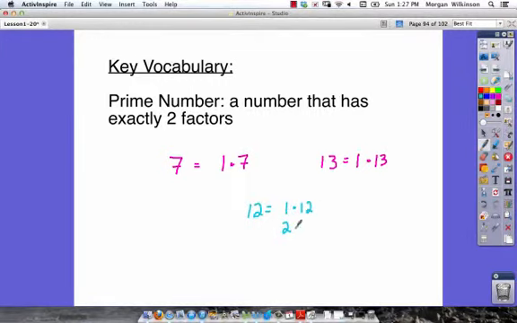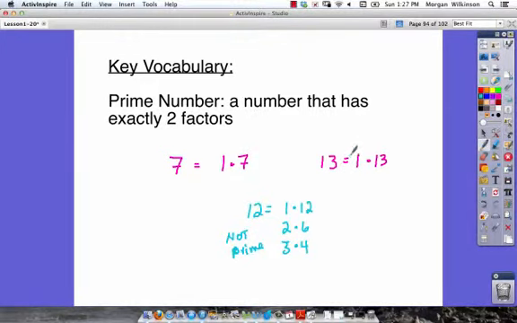We know it's equal to 2 times 6. And we know it's equal to 3 times 4. There's more than 2 factors there. There's 6 factors. So 12 is not prime, P-R-I-M-E. I was starting to make a capital R there. You could probably see that.